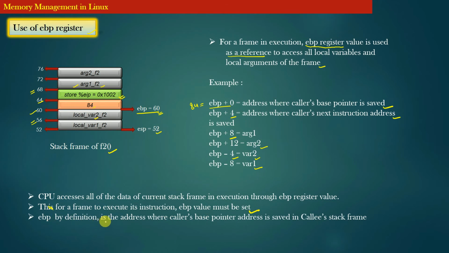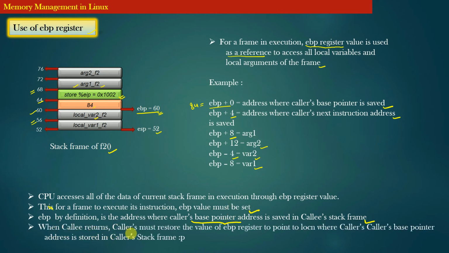EBP by definition is the address where the caller's base pointer address is saved in the callee's stack frame. And remember, the base pointer is also called the frame pointer. So when the callee returns, the caller must restore the value of the EBP register to point to the location where the caller's base pointer address is stored in the callee's stack frame. We will understand this point when we have a detailed discussion on the mechanism of how the callee function returns.